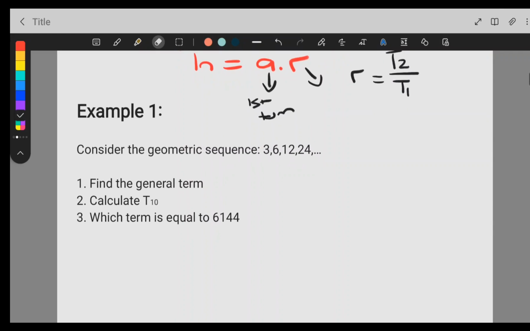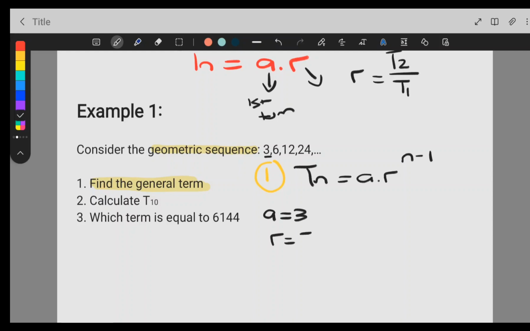Consider the following geometric sequence. So they tell you it's geometric. The first question is to find the general term. So to find the general term, we write the formula down from our formula page, and we simply sub in a and r. So let's see. A is the first term. So if I look at this, a is 3.